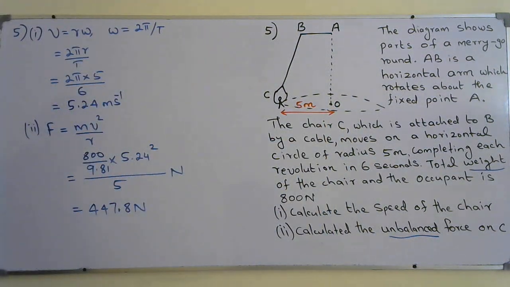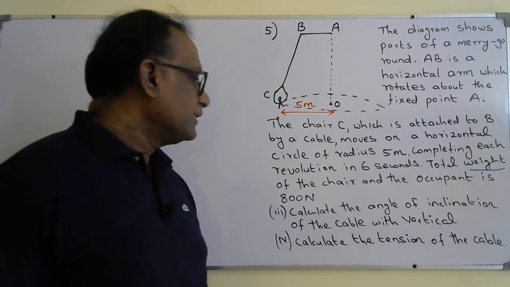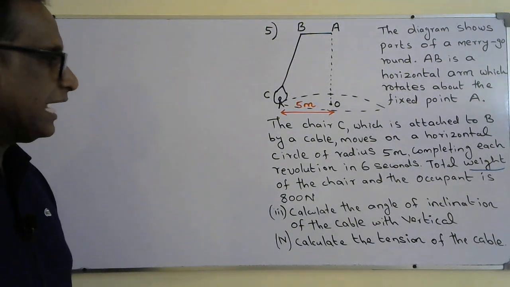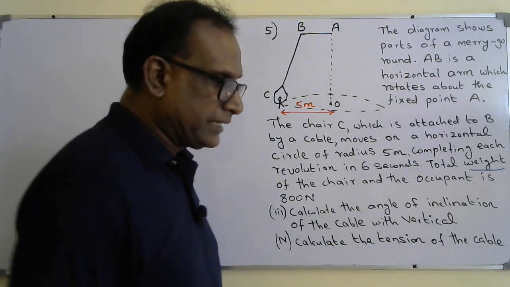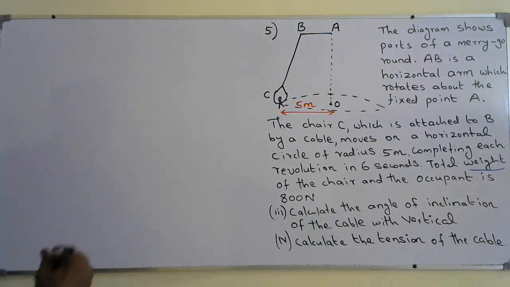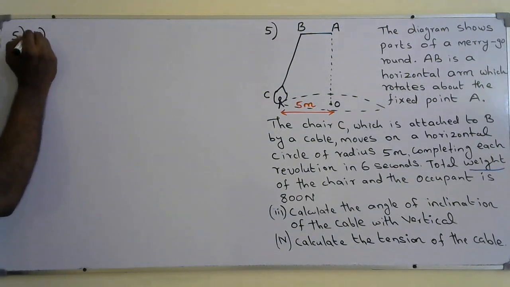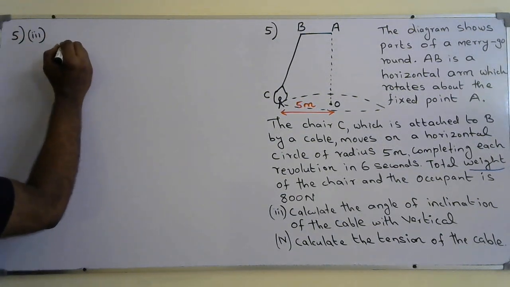So now we'll discuss the third and fourth parts. I'll write the question. This is the third part: calculate the angle of inclination of the cable with the vertical. For that, it is better to draw a free body force diagram. So that's question number 5, third part, and for that we need a free body force diagram.